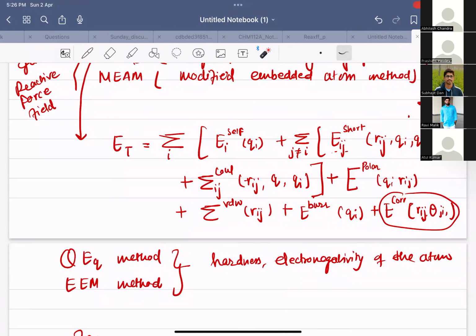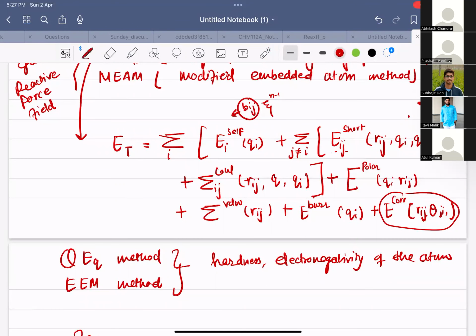This is called a bond order potential. So when the bond is broken, this will have some energy contribution. It has some explicit form with bij and some eta n to the power n minus 1 function. So this bij takes into account the bond breaking and the bond formation of the molecule.